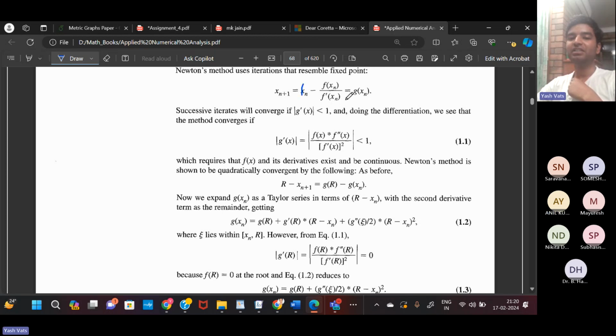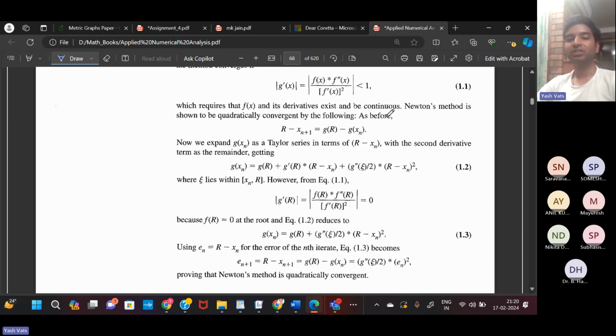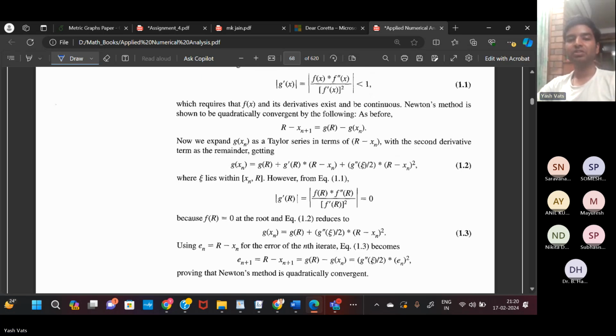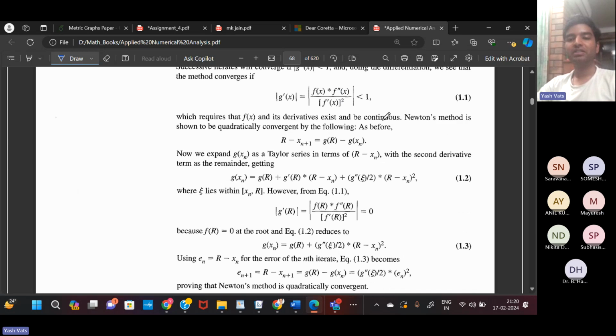We call this thing equal to g of x n. And this is like which method? Fixed point iteration, is it? Yes, sir. So you can use the convergence criterion that if mod g dash x is less than 1, then this method converges. So just calculate the derivative of the g function and keep it less than 1.